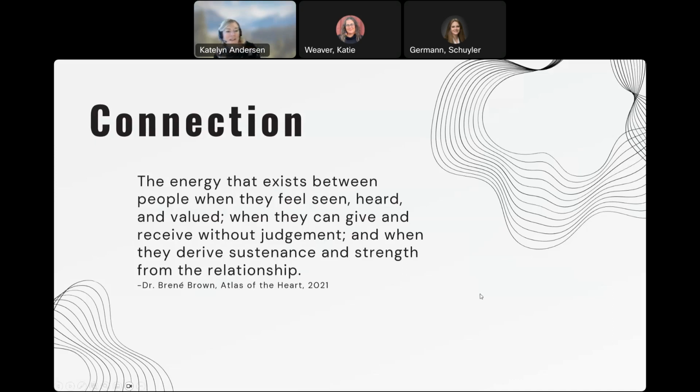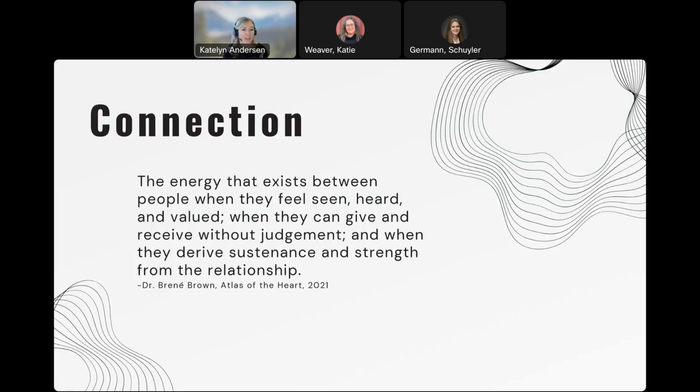So connection, this is a quote from Dr. Brene Brown in her book, Atlas of the Heart. In this book, she goes through, I believe, 87 different emotions. And she believes that putting words to these emotions and these feelings can help us better describe our situation and be able to share with someone else what's going on in your thoughts.